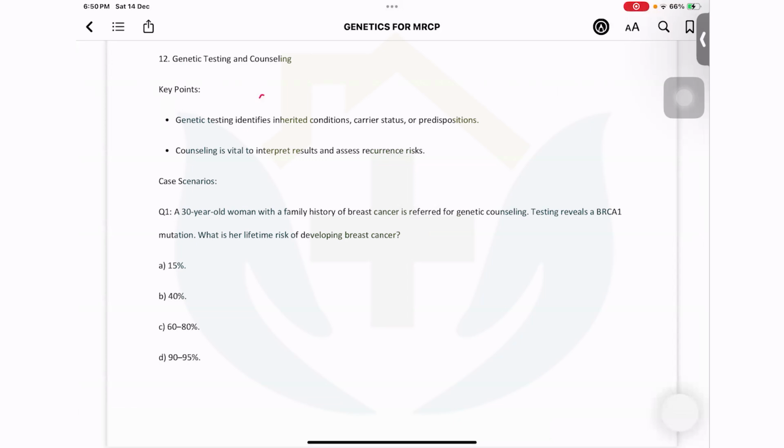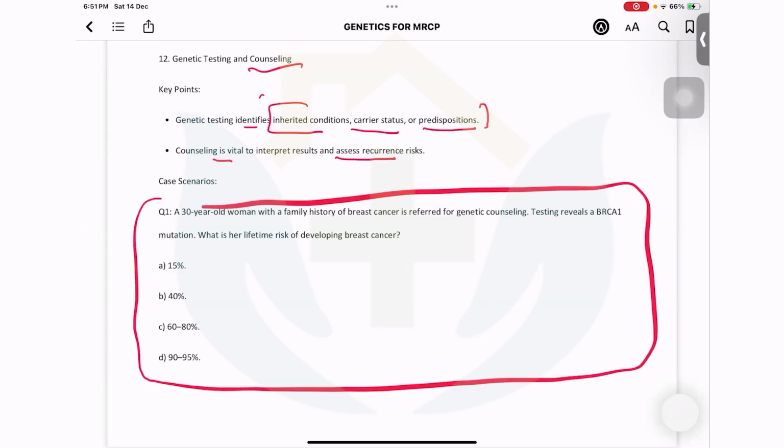Genetic testing and counseling, another important part. Nobody will cover this. I have specifically covered these portions because you will not find them in standard textbooks. So key points are that this genetic testing identifies inherited conditions, carrier status, and predispositions. So counseling is vital to interpret the results and assess recurrence risk. These are the questions which are usually found in the exam.